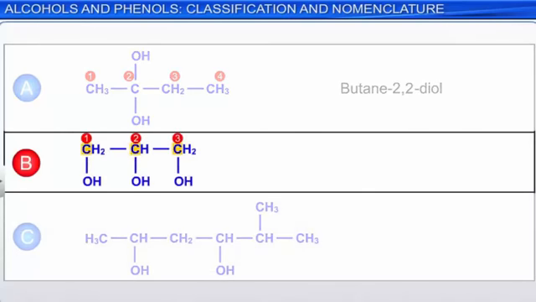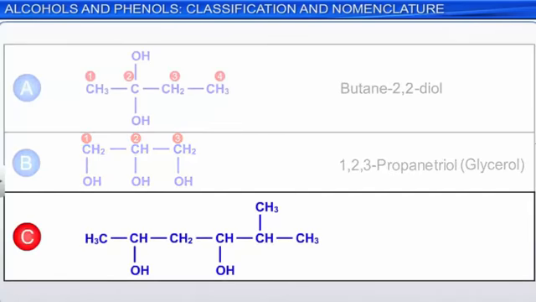Molecule B has a 3-carbon chain with 1 hydroxyl group on each carbon. Its IUPAC name is 1,2,3-propane triol, and the common name is glycerol. Molecule C has a carbon backbone containing 6 carbon atoms. Counting from the right, there are hydroxyl groups at carbons 2 and 4, and a methyl group at carbon 5. It is 5-methyl-2,4-hexane diol.